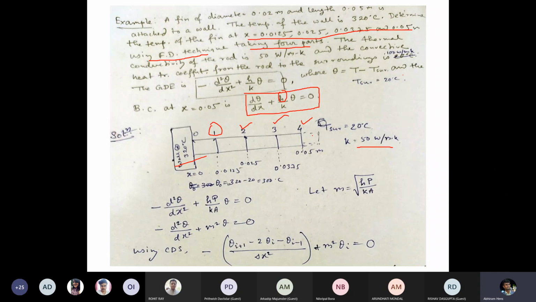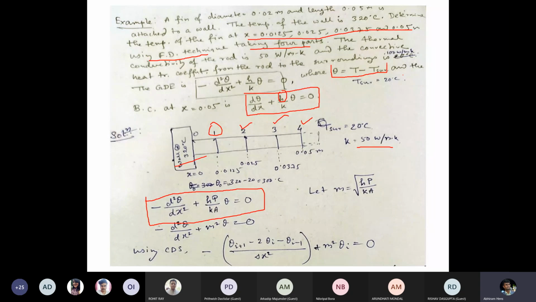So here also, you first find out the governing equation. This is the governing equation. You simplify it if there is a possibility of simplification. A number of variables can sometimes be clubbed into one term, like this m. Here m is written as hP by kA, P is the perimeter, A is the area, etc. So this term is written as m to simplify the problem. So the equation becomes minus d2 theta by dx square plus m square theta equals 0. Theta is denoting the temperature, meaning it is defined by T minus T surroundings.